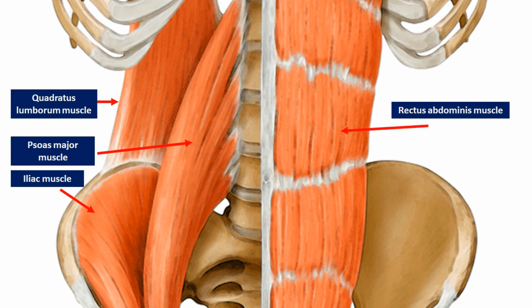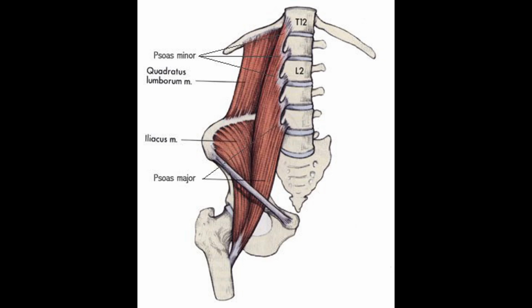The psoas muscles with iliacus, collectively known as iliopsoas, also attach to the sides of the lumbar spine and pelvis, but they insert down all the way into the top of your femur. Collectively, when they contract, they can also stabilize the spine. And in addition, they're also known as hip flexors.